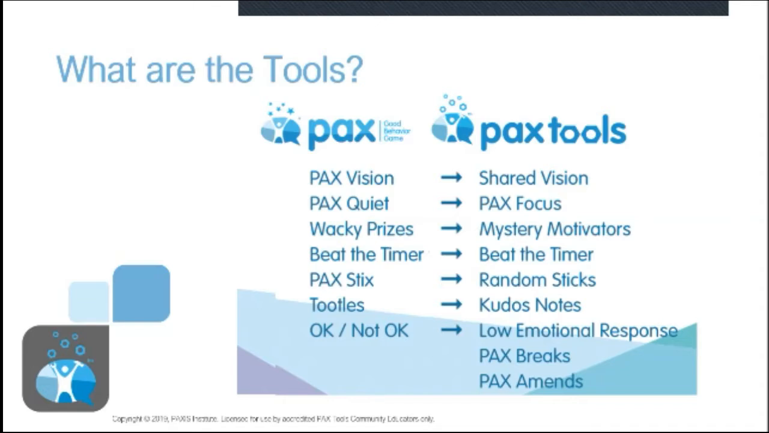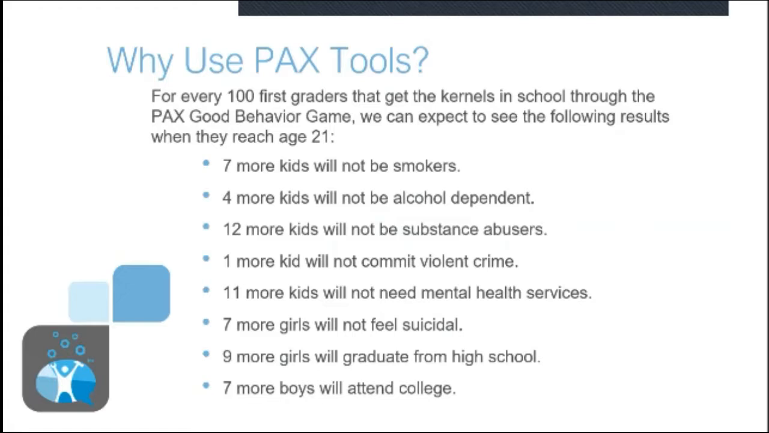Actually, before I give a quick overview, let me show you how these evidence-based tools can make a real difference. So why use them? Basically, for every 100 first graders, this is a study that was done, when they get the kernels in school through the PAX Good Behavior Game, even just 1 year, you can expect to find the following results when the kids reach age 21. So it's a long-reaching type of effect.